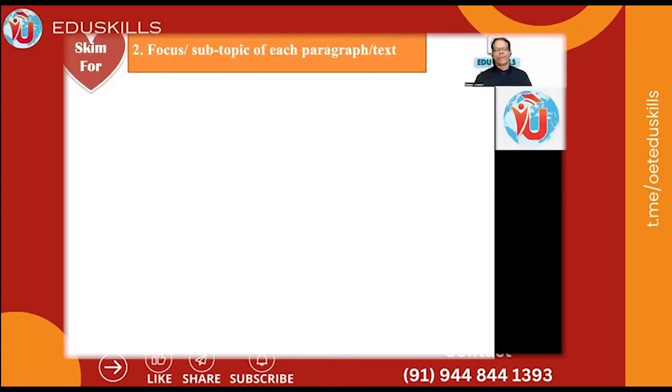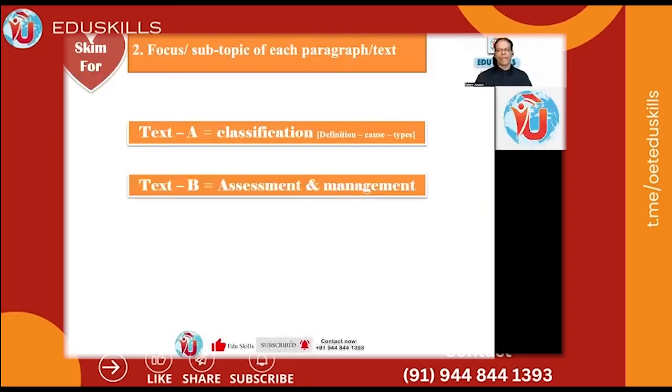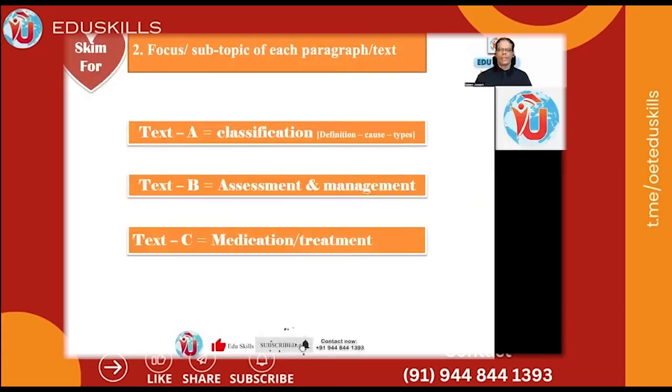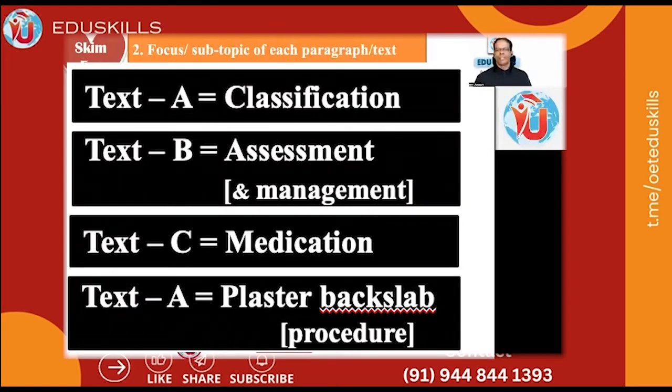Now, second, skimming for focusing on the subtopic of each paragraph or text. Text A, here it is classification, which also includes definition, cause, types, all those things. Text A gives classification. Text B gives assessment and management. There are some other subtopics as well, I'll tell you. And text C gives medication or the treatment. And text D gives procedure, plaster, backslab. Now, classification, assessment and management, medication, procedure, plaster, backslab.